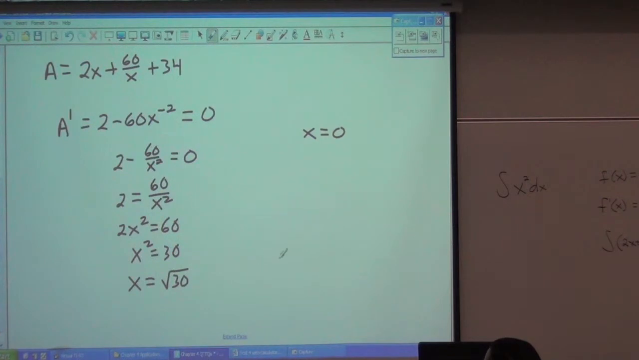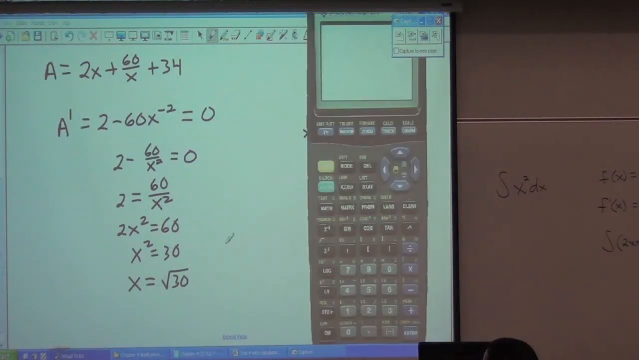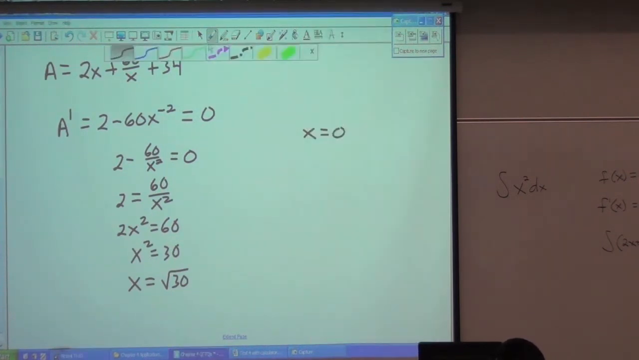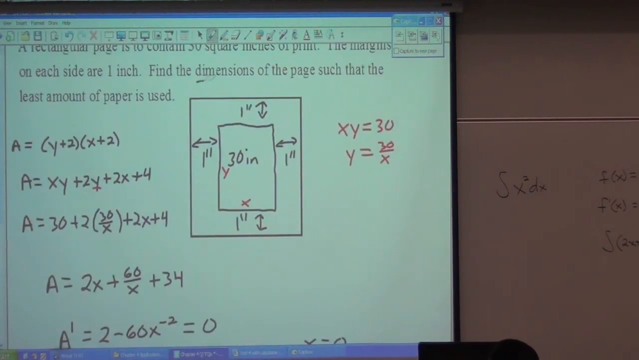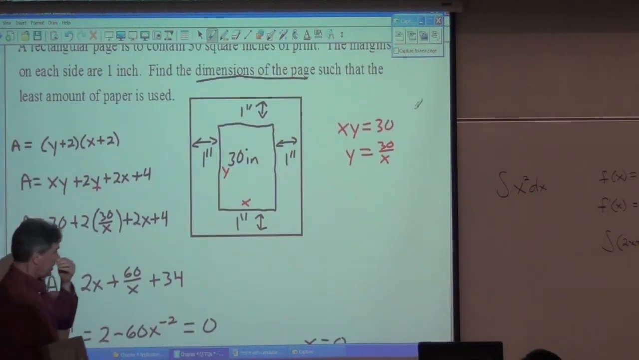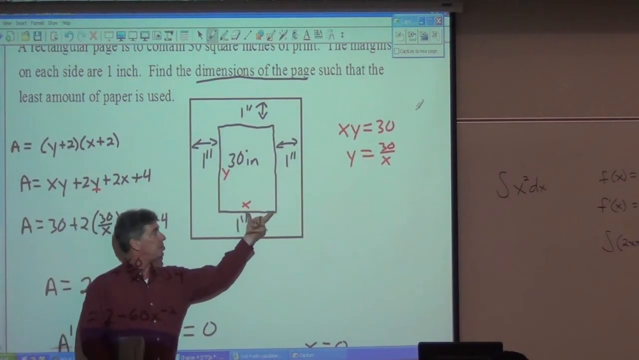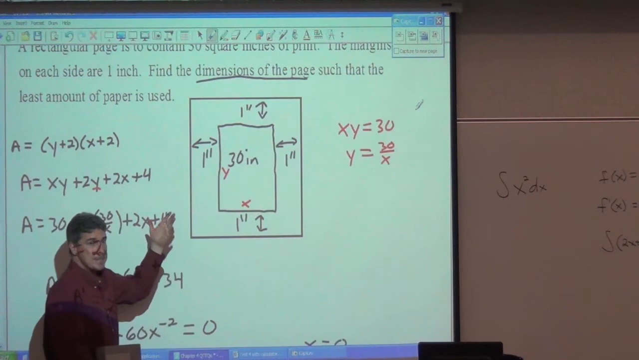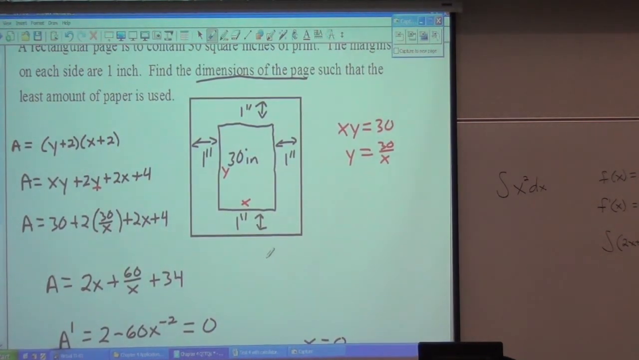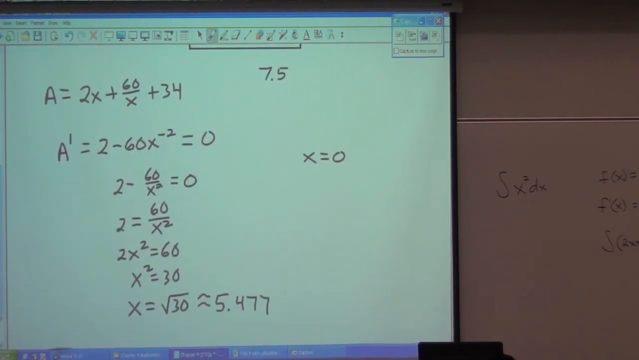So if we estimate that with a calculator, the square root of 30 is about 5.477. Okay, so they're asking for the dimensions of the page. So if this is 5.477, the page has another inch this way, another inch this way. The width of the paper is 7.477.